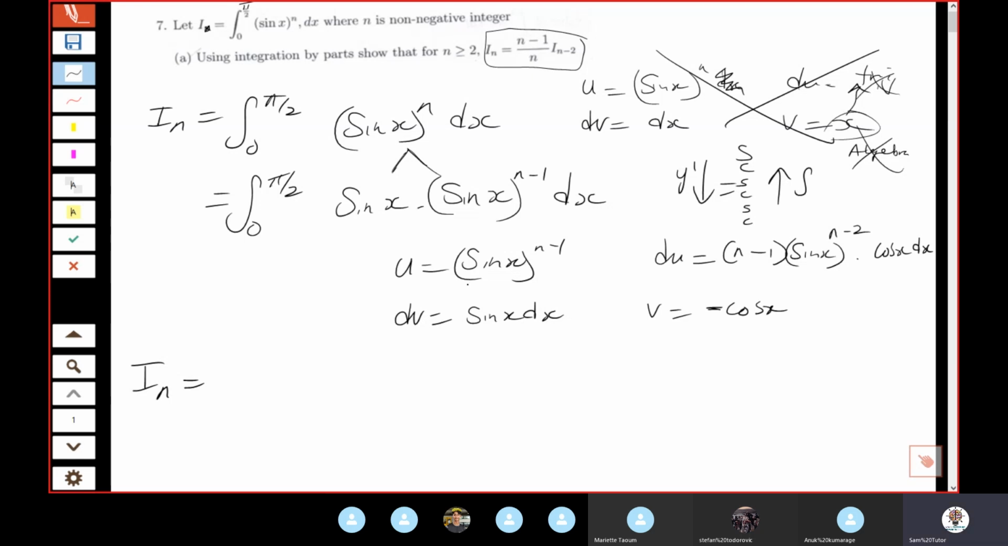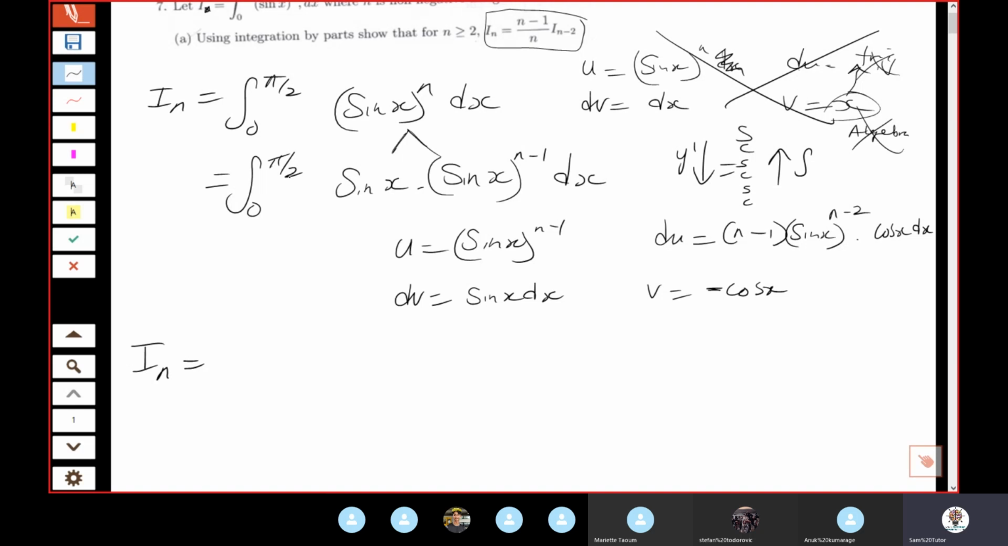Limits. When we do u times v, we include the limits. So it will look like this: negative cos x times sine x to the power of n minus 1, from pi on 2 to 0, minus the integral from 0 to pi on 2 of these two multiplied. Now, look at the way I do these again. A negative and a negative makes a positive. Cos times cos becomes cos squared, sine n minus 2.